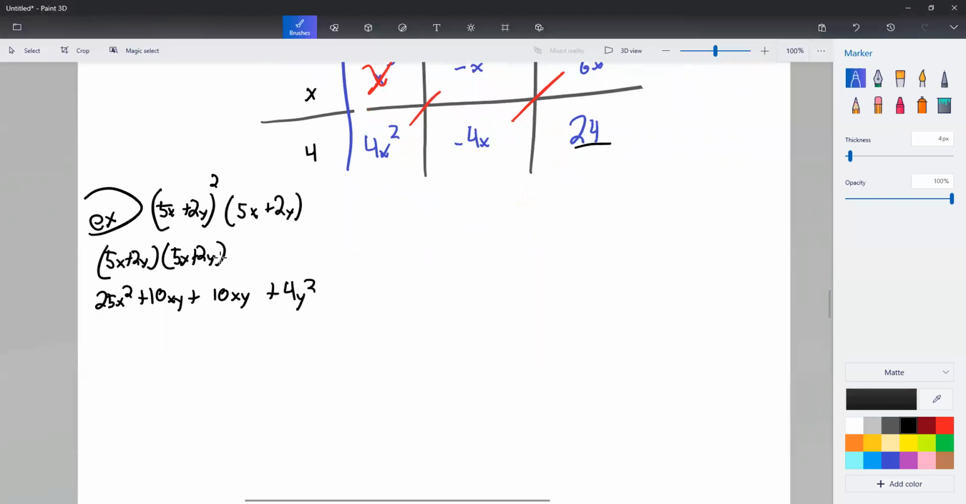You end up getting the same thing if you did this with the table, 5x, 2y, 5x, 2y, 25x squared.